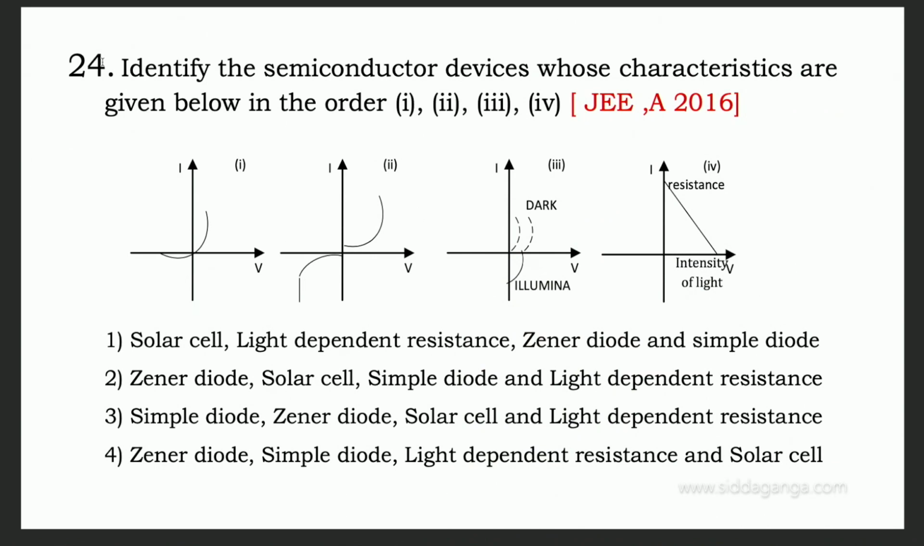So identify the semiconductor device whose characteristics are given below in the order 1, 2, 3, 4. Order you have to require. So they mention 1, 2, 3, 4. Out of the answers, if you look into the first figure, the curve is almost like this. It is for semiconductor. You have learned there is almost zero current and forward resistance goes like this.